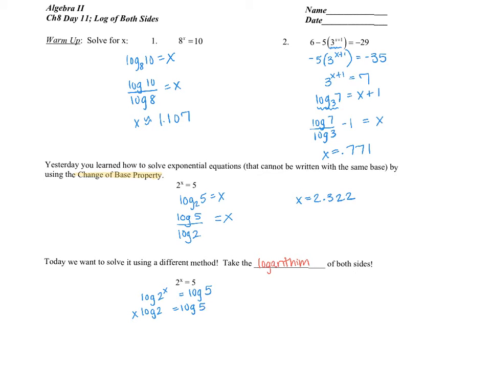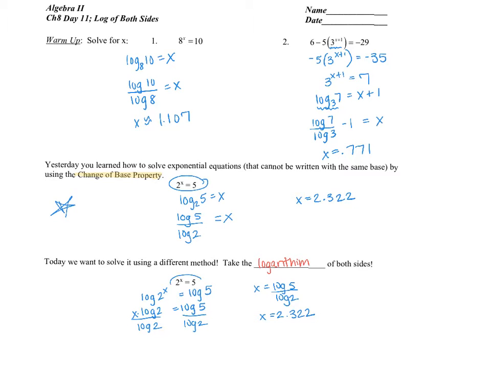Now the log of 5 and the log of 2, those are just numerical values, and our goal is to try to solve for x. So x is being multiplied by the log of 2, so we're going to divide both sides by the log of 2. And now we have x equals log of 5 divided by log of 2, and we will get x equals 2.322. So as you can see, in this example, we solved using the change of base property.